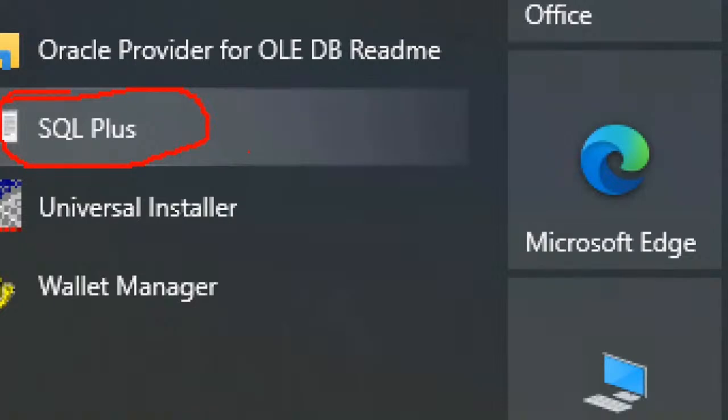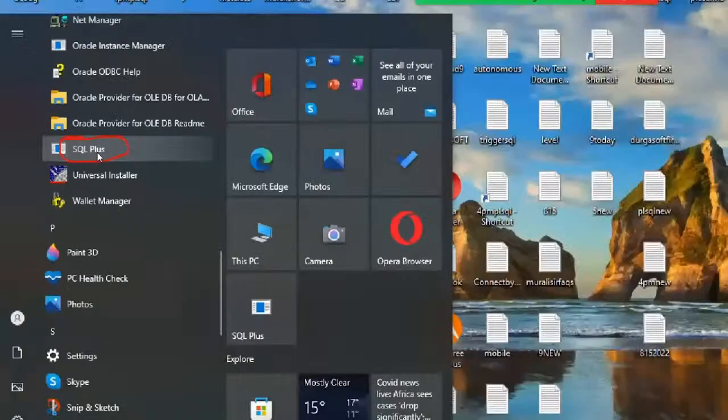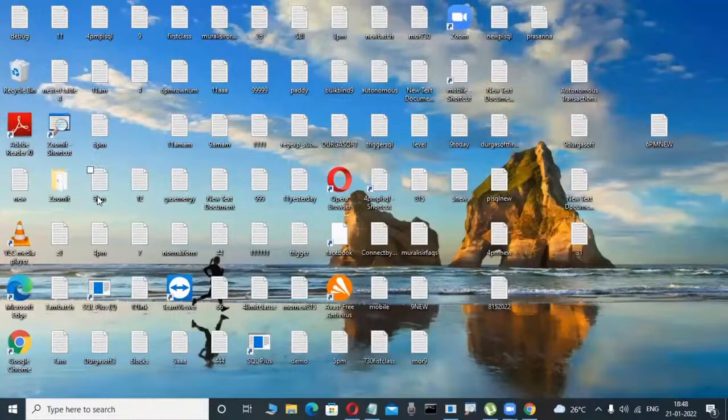Again, SQL Developer is a tool. That is a GUI tool. That tool also you can install, not a problem. Again, SQL Navigator is a tool, Toad is a tool. Those are all explicit GUI tools. But SQL Plus, you are not required to load. Once we load the Oracle software, that SQL Plus tool is automatically available.